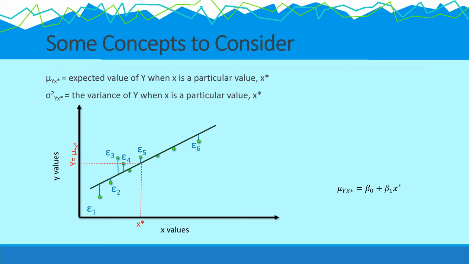The variance can be derived similarly by saying that it is the variance of beta 0 plus beta 1 x star plus the variance of epsilon. But the variance of beta 0 plus beta 1 x star is 0, and the variance of epsilon is sigma squared, making the variance of y just sigma squared.